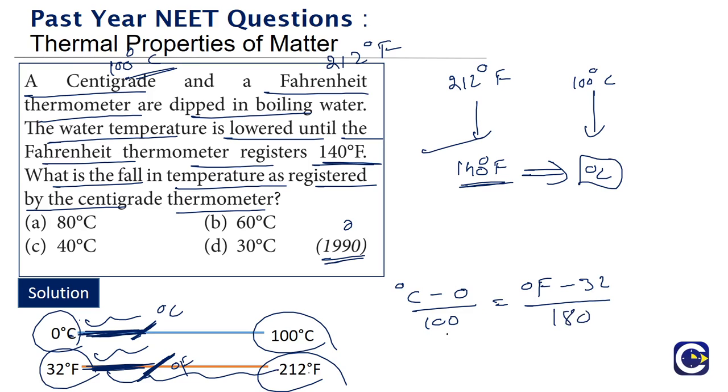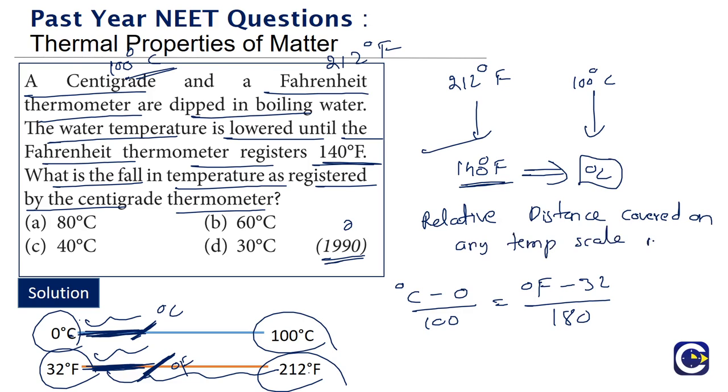So I'm just trying to explain to you guys one more time, but some of us will already know this relation. Okay, so what is the concept? The concept is relative distance covered on any temperature scale must be same. That is the basic principle of this conversion.